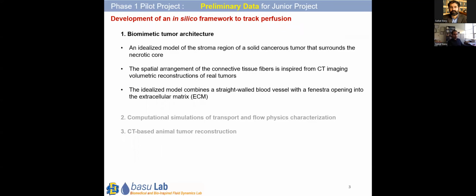Now, in this talk, I would first cover the work that we have done until now, and this also comprises the preliminary data that I'm including in the next level of the proposal, which is the junior investigator project. Now, as the first goal, we have built a biomimetic tumor stroma with a straight adjoining blood vessel. The arrangement of the fiber bundles in the extracellular matrix, or ECM, was based on volumetric reconstruction of CT images.